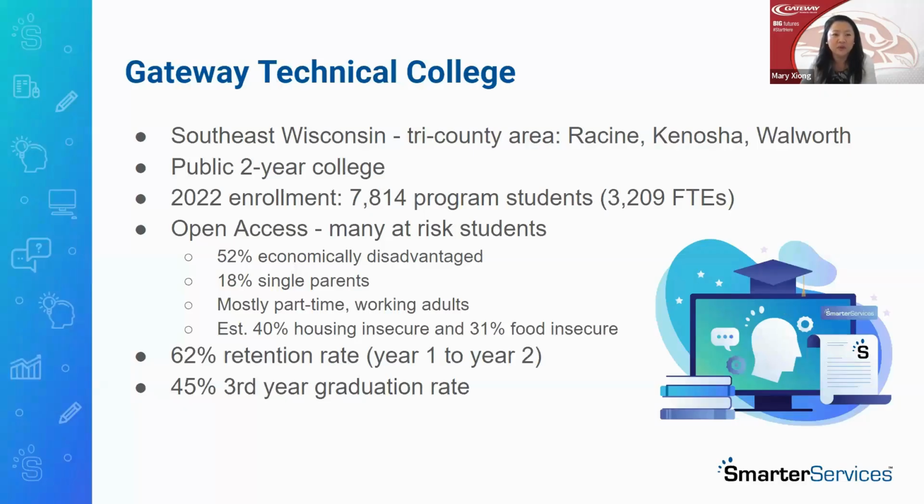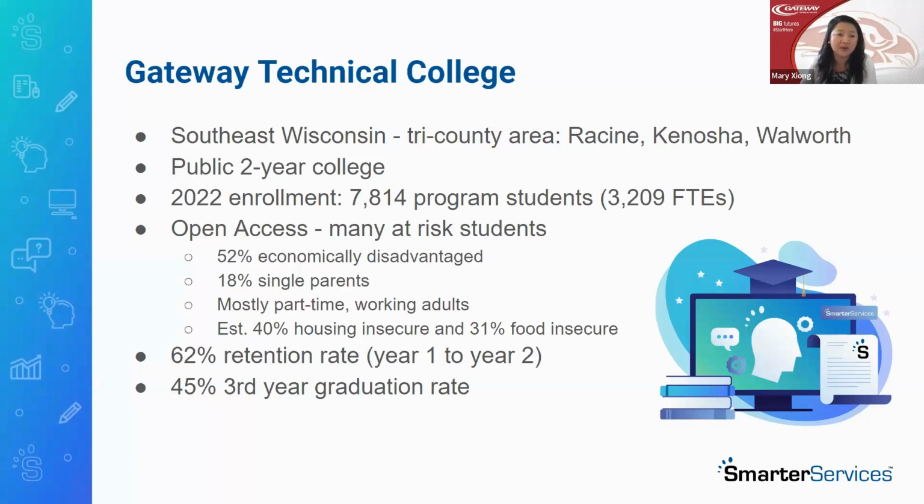Thank you. So a little bit about Gateway Technical College is that we're located in Southeast Wisconsin in a tri-county area, Racine, Kenosha, and Walworth. We're a public two-year college. In 2022, we enrolled over 7,000 students, almost 8,000 students. And many of our students are considered at risk because we are an open access college. This means that about 52% of our students are economically disadvantaged.